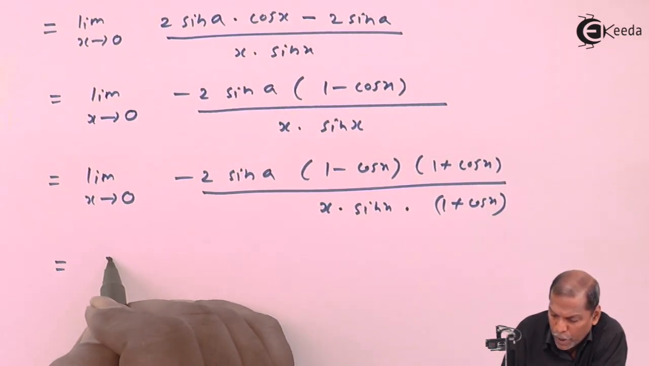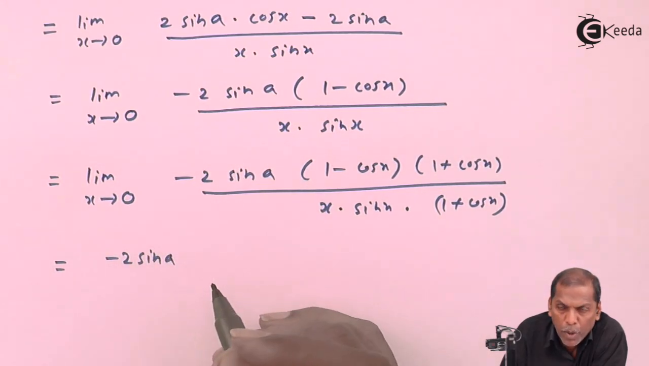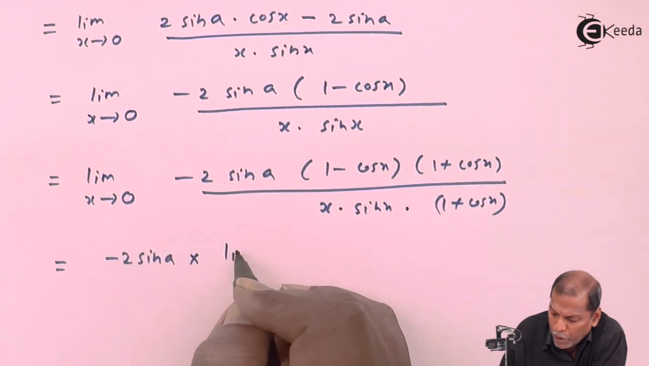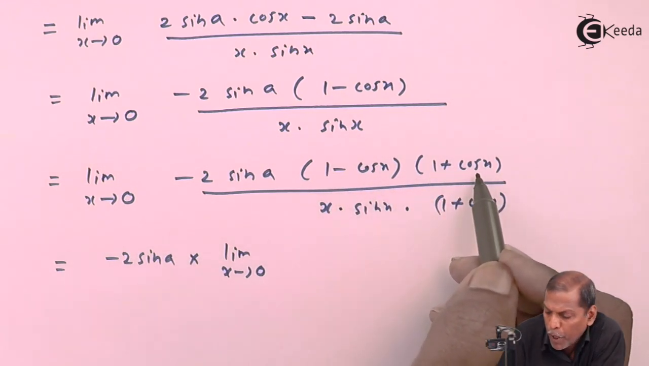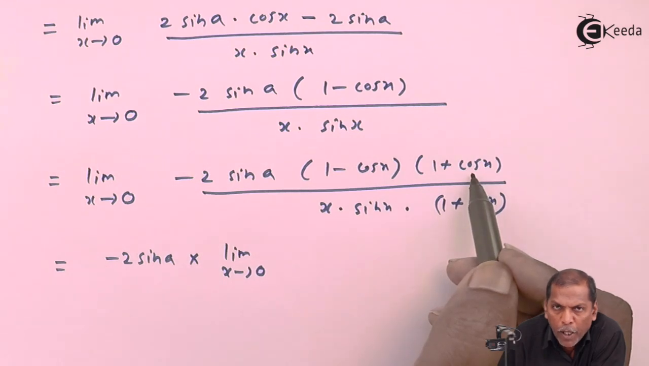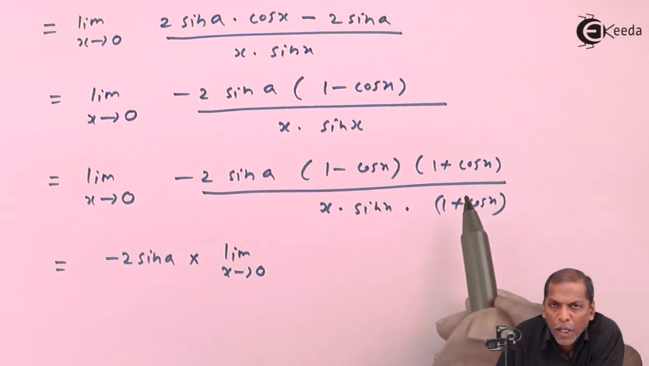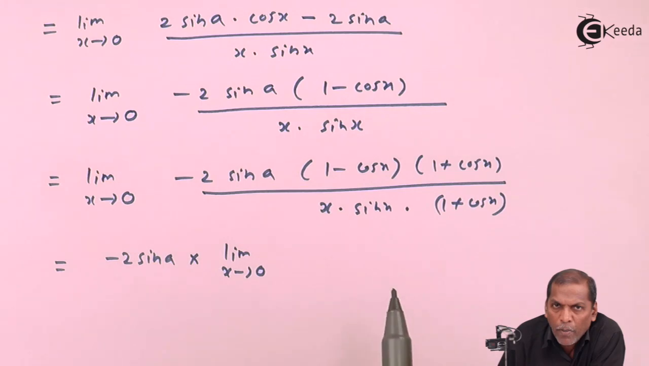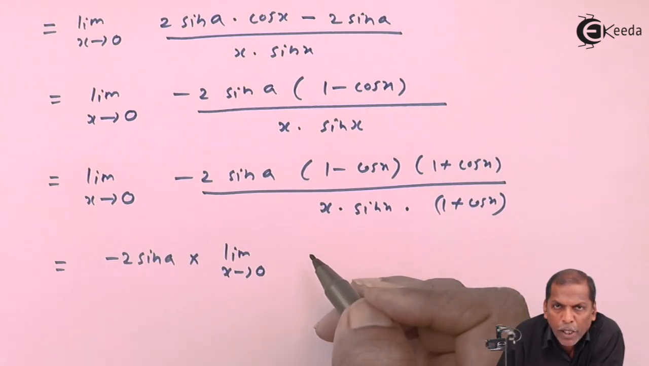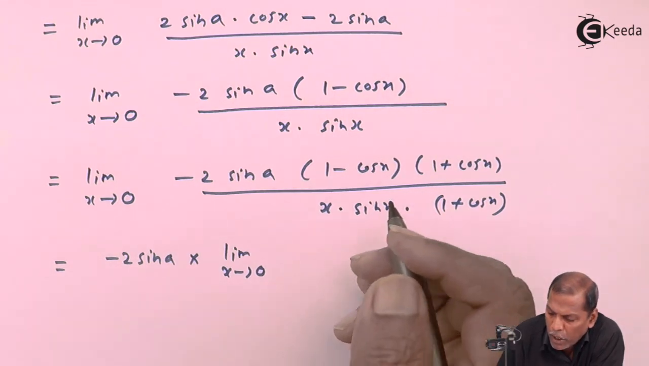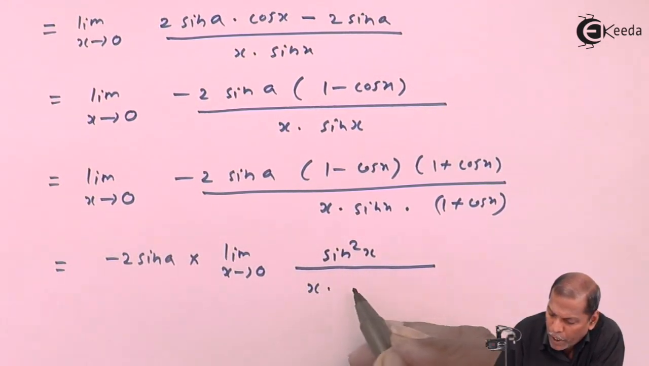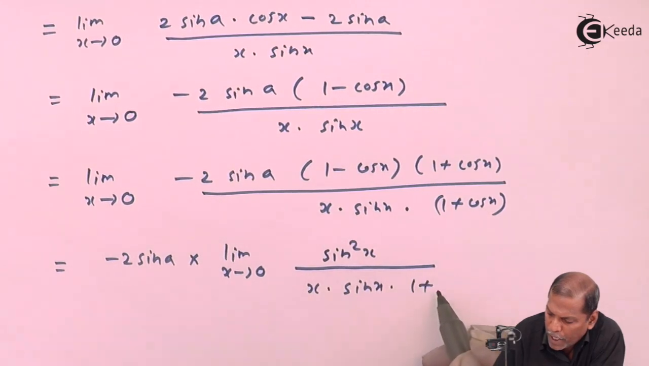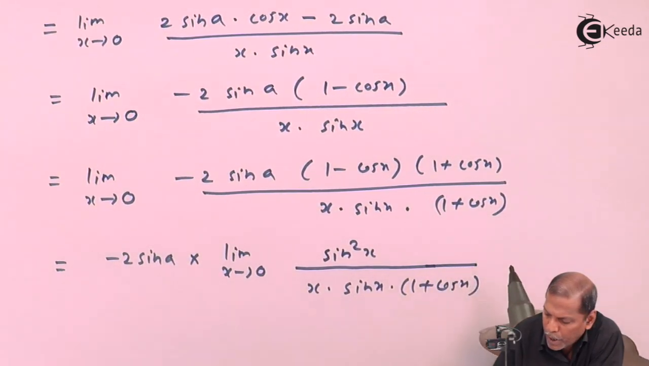Now here minus 2 sin a is a constant term, so we take it outside the limit, into limit x tends to 0. Now 1 minus cos x and 1 plus cos x are of the type (a − b)(a + b), so using the formula a² − b², we get 1² − cos² x, that is 1 − cos² x. By using the trigonometric formula, 1 − cos² x gives us sin² x, and the whole thing is divided by x into sin x into (1 + cos x) in the denominator.